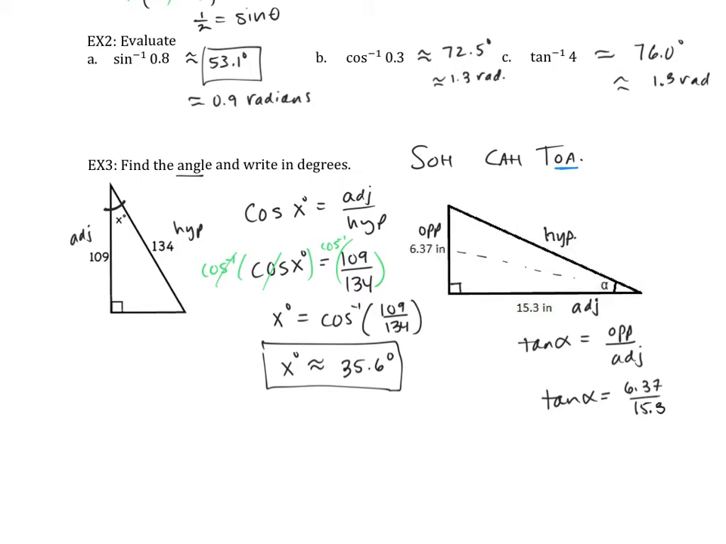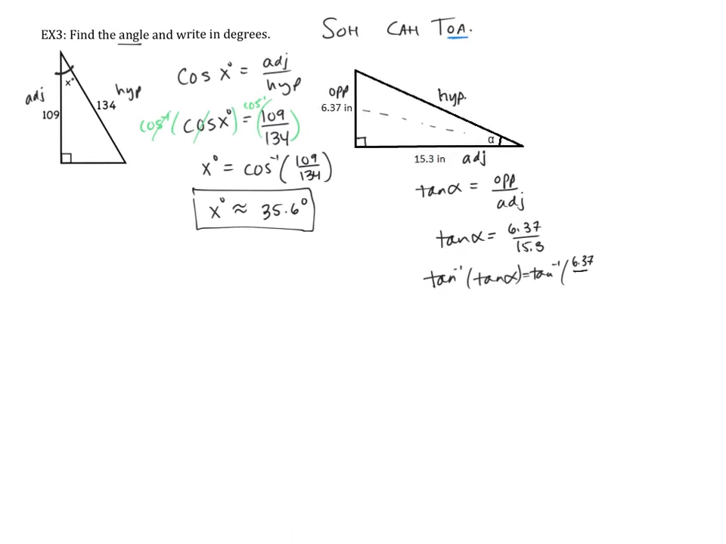15.3, and then we'll take the inverse tangent of both sides. 6.37, I'm going to just scoot that up a little bit, over 15.3. So we have that our angle would be the inverse tangent of this, and just pull out your calculator, and we get our angle simplifies down to approximately 22.6 degrees.